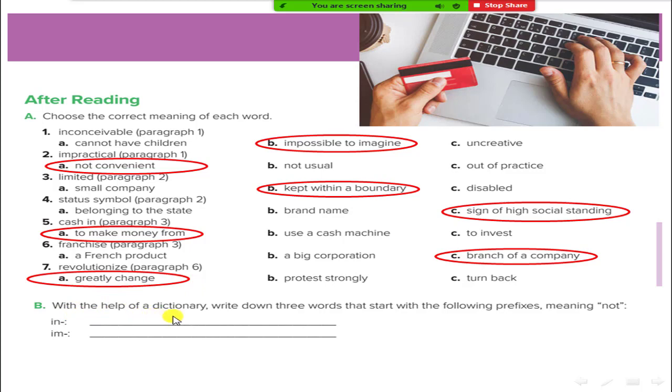Okay. Exercise B. With the help of a dictionary, write down 3 words that start with the following prefixes meaning not. Here are some words which start with in: incomplete, from the word complete. This gives the opposite meaning. And insane, and the last one, invisible. And words that start with im, like impossible, from possible, immortal, and imperfect.